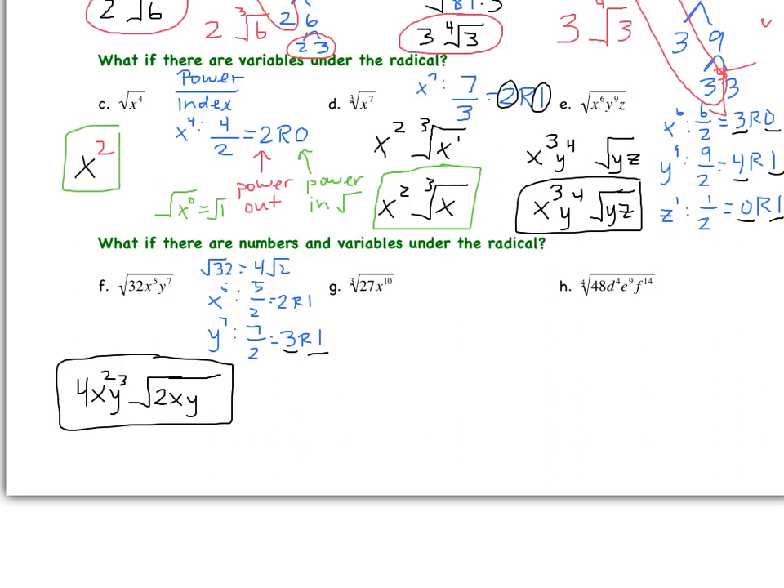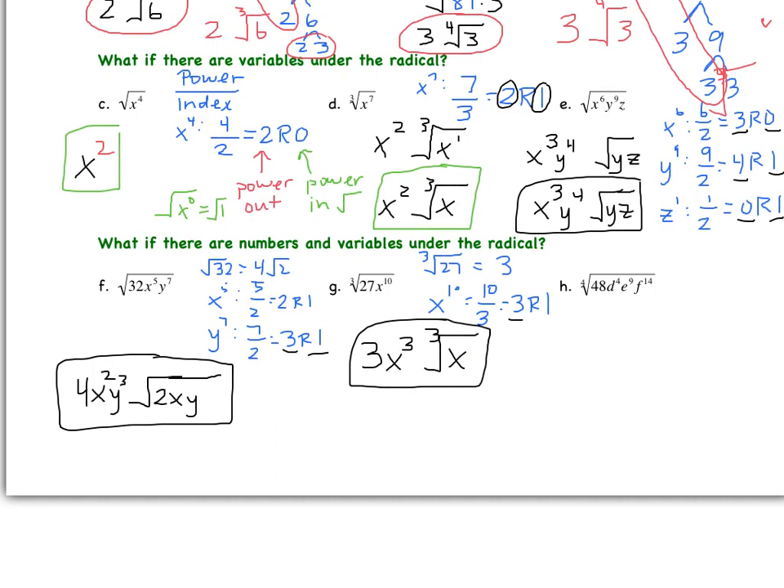Okay? Next, now it's the cube root of 27x to the 10th. So the cubed root of 27, well, if we know our perfect powers, we know that that's just 3. X to the 10th, 10 divided by your index, 3. 3 goes into 10 3 times with a remainder of 1. So our answer, a 3 comes out, and x to the third comes out, and the cubed root of x remains underneath. Okay?